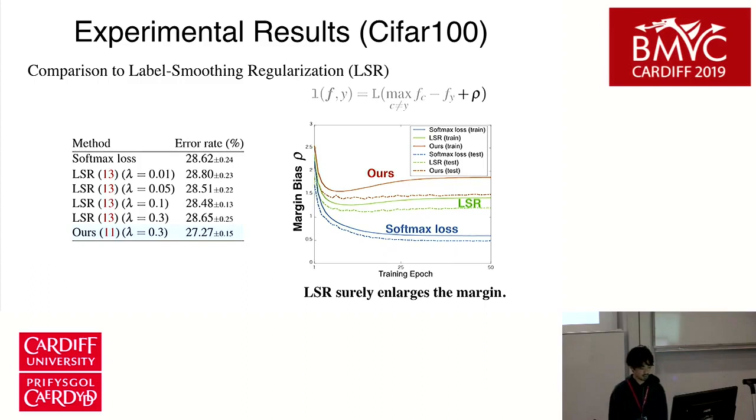And the more interesting point is in the right-hand figures, which show the margin bias throughout the training epochs. The softmax loss, the blue curve, monotonically decreases the margin bias. On the other hand, ours, the red curve, and LSR, the green one, adaptively increase their margin bias to provide large margin neural networks.